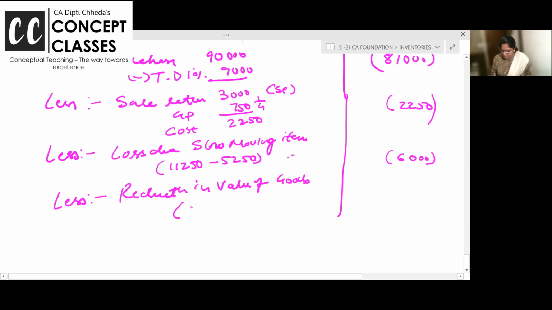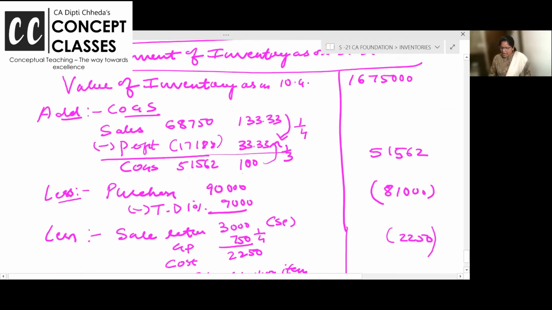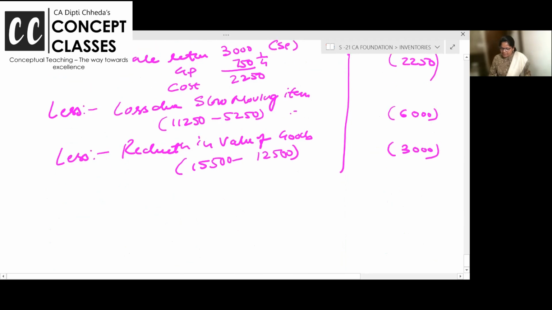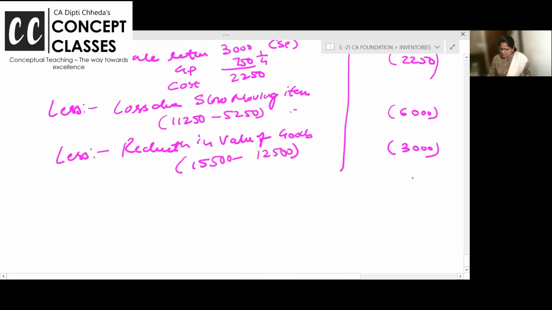Some goods which we had decided to dispatch, we could not do so by 31st March. So the value is reduced to 12,500. It is not reduced by, it is reduced to. So 3,000 rupees of stock I should reduce. Add back the sales, minus the purchases, minus the sales return and so on.